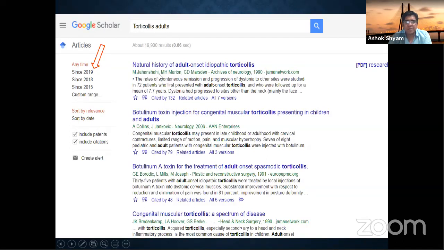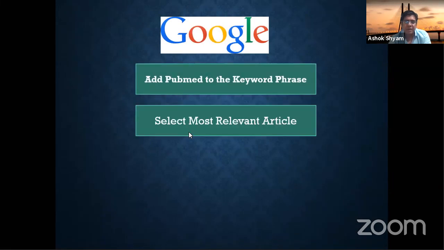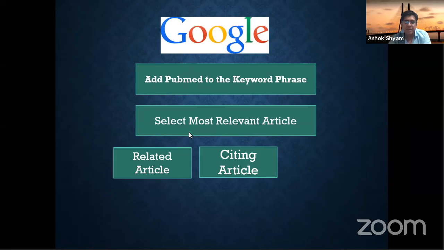Few important things about Google Scholar: it can streamline your articles here by date. It can include patents and citations also. So Google, add PubMed to the keyword phrase that you're searching. Select most relevant article, related article, citing article, and go to PubMed. And that's how you get your list.